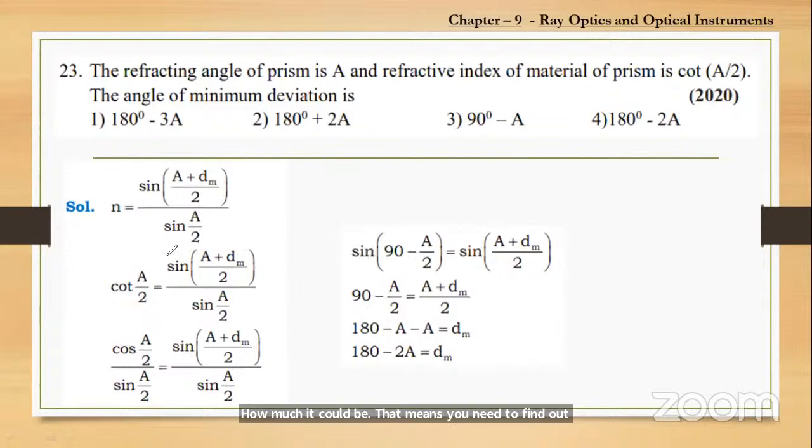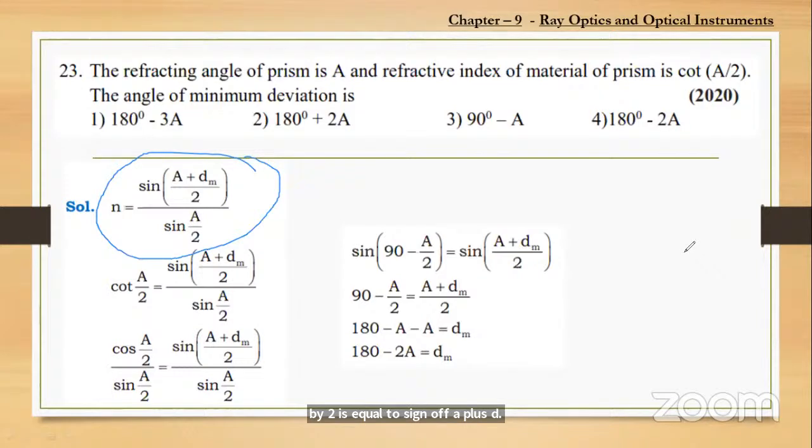So you can look into this one question where refractive index is given, cot of A by 2. Just substitute it in the equation refractive index n is equal to sin of (A plus D) by 2 divided by sin of A by 2. If you substitute, cot of A by 2 is equal to sin of (A plus D) by 2 over sin of A by 2.